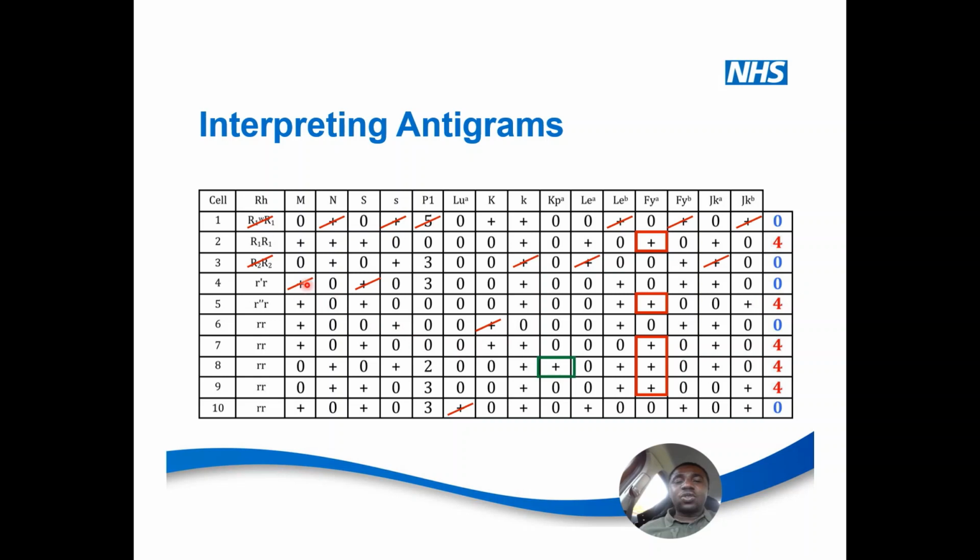Therefore, you cancel, you know that it can be M. That is how you can exclude M now. Because it's positive here, but negative on the patient result, that is how you exclude it. If it was the other way around, let me see if I can find an example.